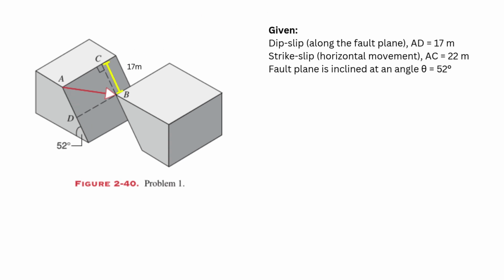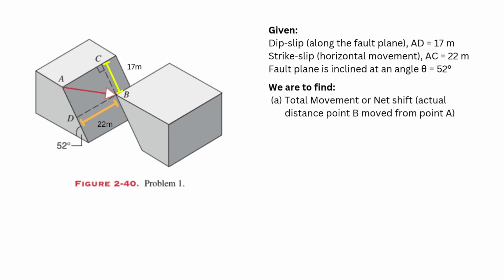But this fault isn't vertical. It's tilted at an angle of 52 degrees from the horizontal. At the same time, we know there was a horizontal shift of 22 meters due to this fault movement. Now we need to calculate two things: the total movement, how far the ground actually shifted in space; the vertical displacement, how much higher or lower one side of the fault moved compared to the other.